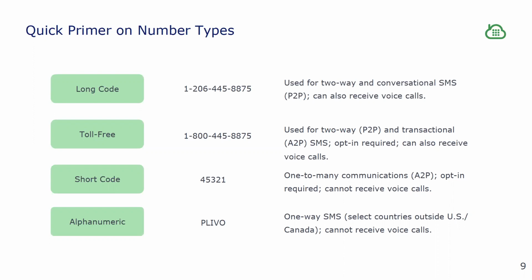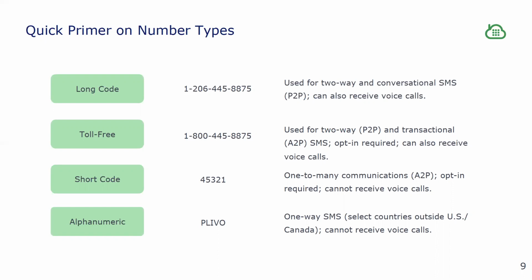The last kind of number that we have is an alphanumeric sender ID. Now, this is applicable to international countries outside of the US and Canada. These are your sender IDs that can be characters and numbers. So when the destination number receives the message, instead of seeing a number as the sender ID, they would see your brand name or your company name, or a notify or a verify as the sender ID. Sender IDs can only send one-way messaging, which is outbound messaging. They cannot receive replies, and they cannot receive voice calls either.